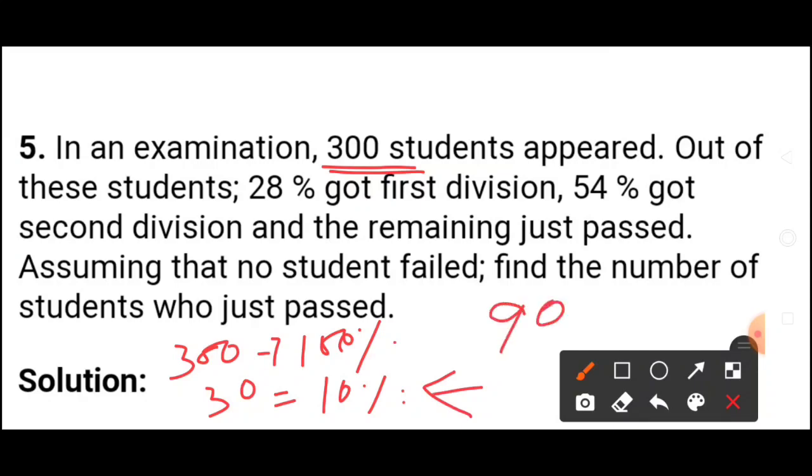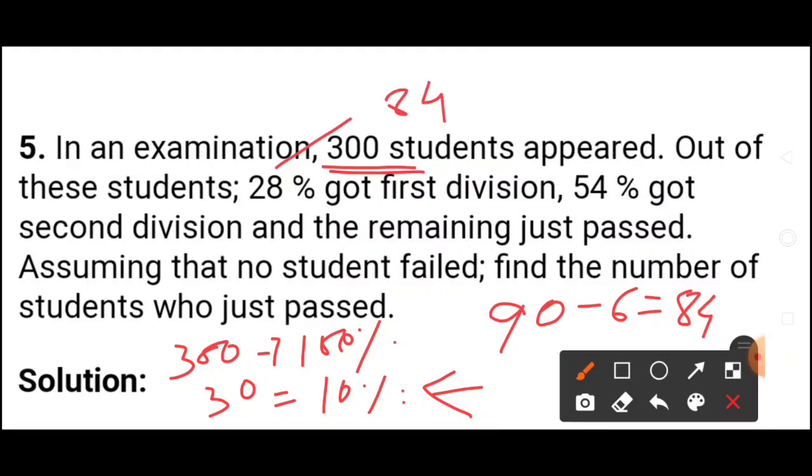But we don't need 30%, we need 28%. So we'll reduce 2% from this. 1% of 300 will be 3, so we'll reduce 2%. 2% means we'll subtract 6 from 90. That will be 84. So 84 is the 28%. So 28% means 84 students.